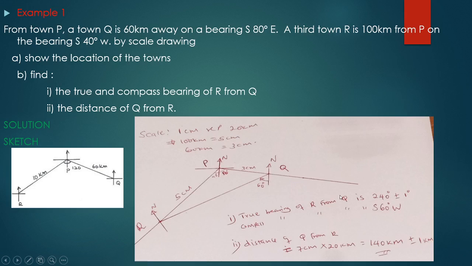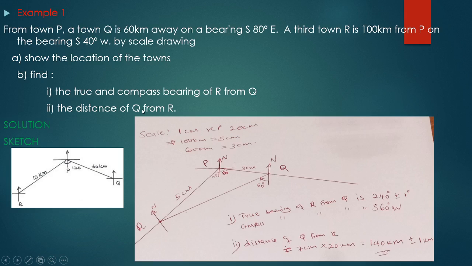So the compass bearing will be south 60 degrees, this angle that you have measured here, 60 degrees to the west. So the compass bearing will be south 60 degrees west.